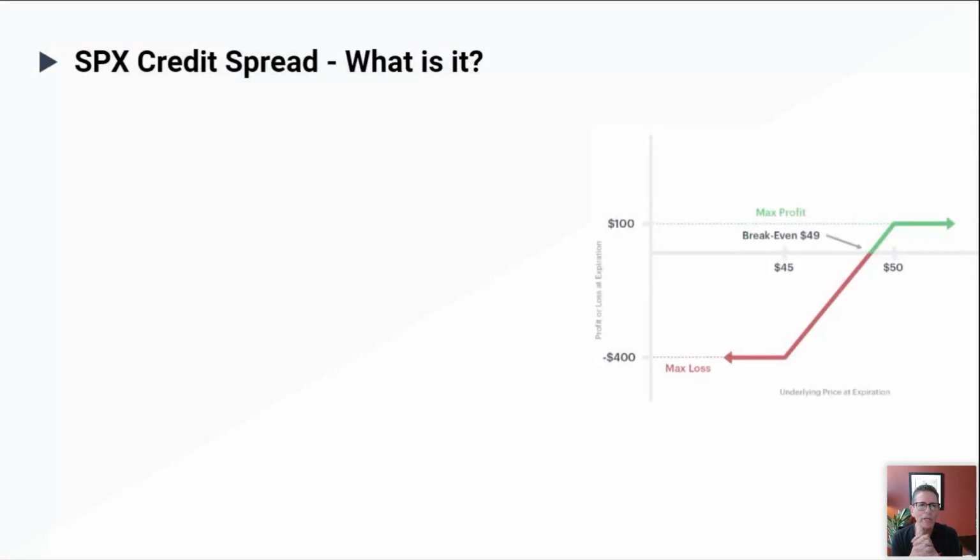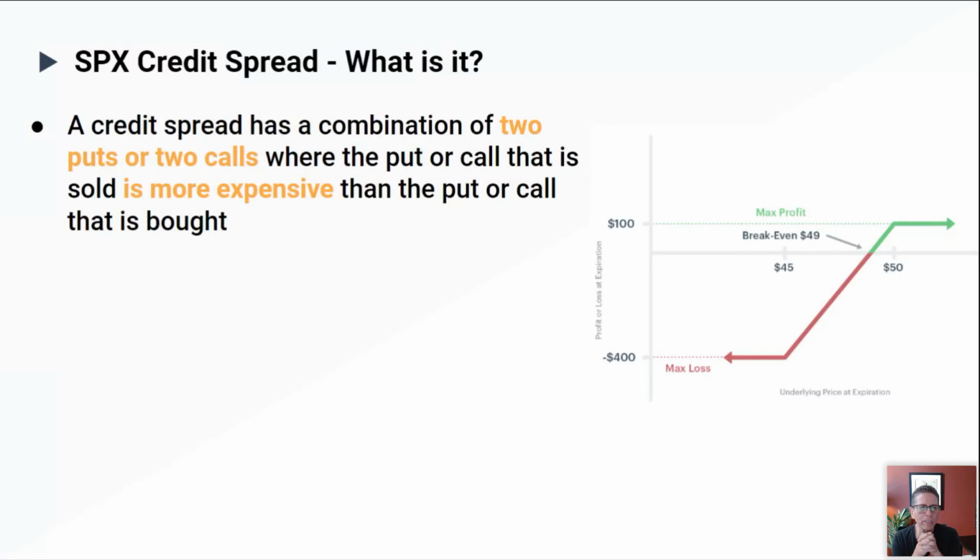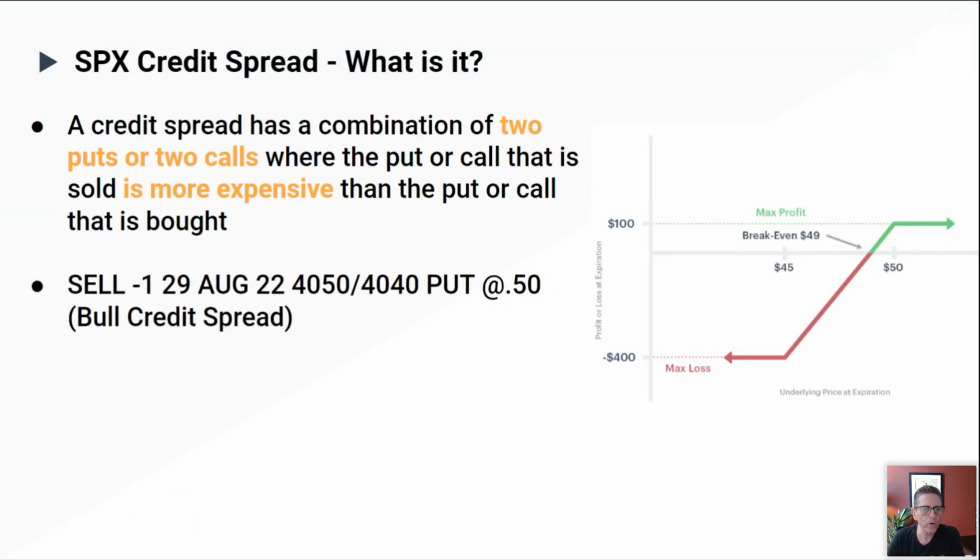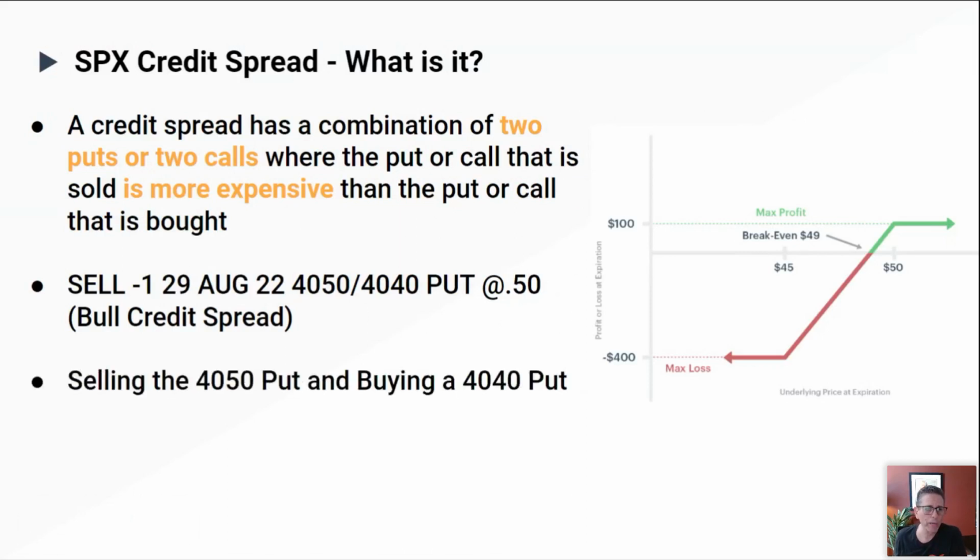So let's talk about what an SPX credit spread is. A credit spread is a vertical, one option type over another. It's a combination of 2 puts or 2 calls, where the put or call that is sold is more expensive than the put or call that is bought. That's how you get a credit into your account. When you place this trade, you get a credit for the position at first, and it's your max gain as well. That's your max gain, and not your max loss though.